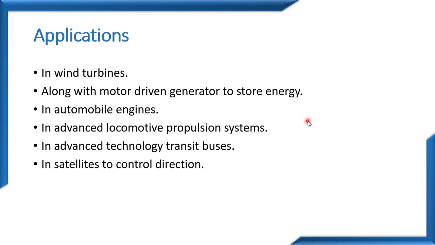So we do not want our vehicle to stop at every point the energy supply is cut off. We want our vehicle to have a smooth running. So we use flywheels for that. The flywheel will store the rotational energy and keep the system running until the next energy input comes in. It is also used in locomotive propulsion systems. It is used in transit buses. It is used in satellites to control direction. This is also an application for the gyroscope.